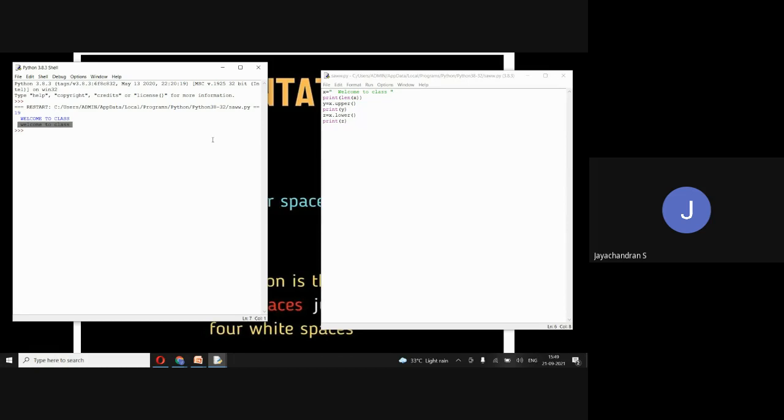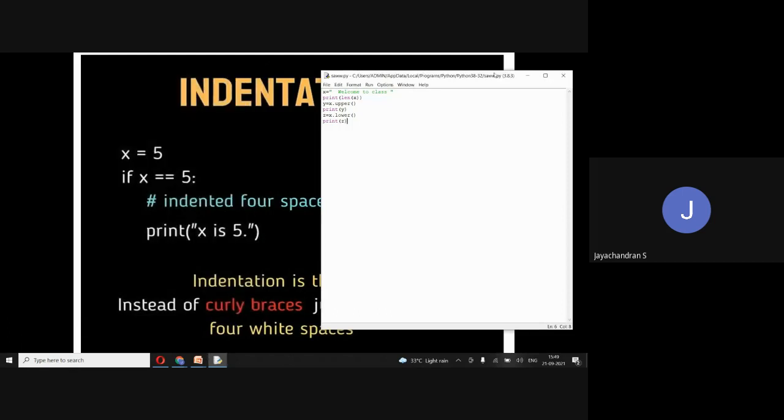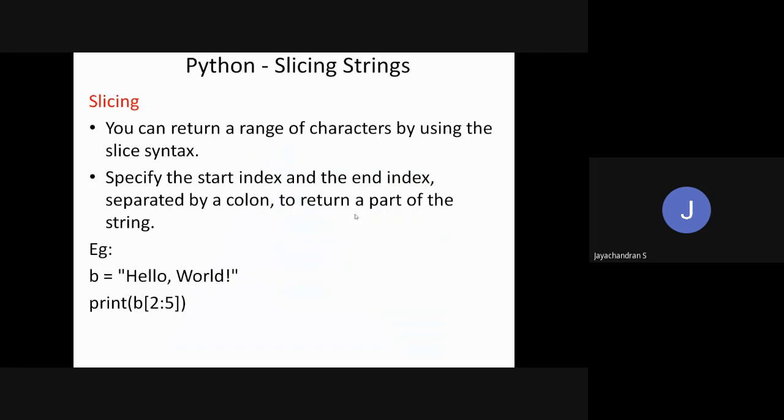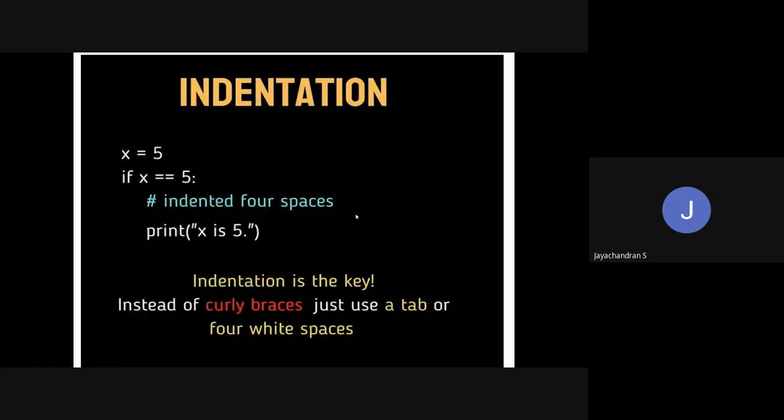Okay, any doubts up to this? So this is to modify the string: uppercase, lowercase, remove white spaces, replace the string, split the string. So these are built-in methods. I showed only 5. More than 50 methods are there. So you can just look at the books. Okay, so any doubts up to this?